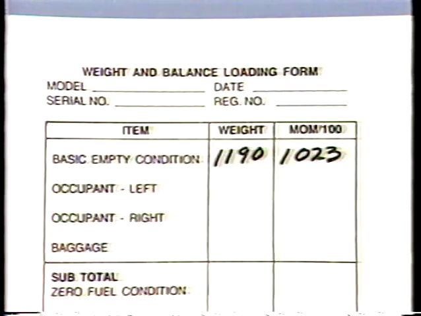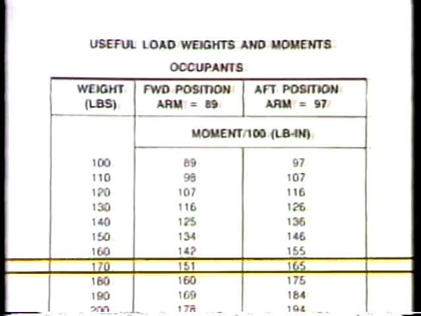The first values we'll fill in are the basic empty weight, which is 1,190 pounds, and a moment of 1,023. As you can see, since moments are provided in the pilot's operating handbook, you don't have to multiply the weight times the arm for each weight item. The left and right seat occupants' weight and moments are found on this chart page.